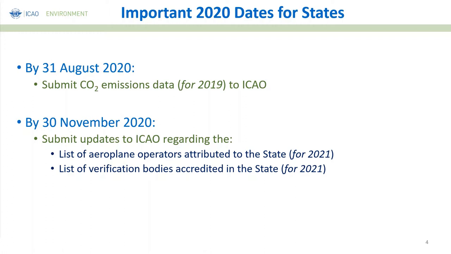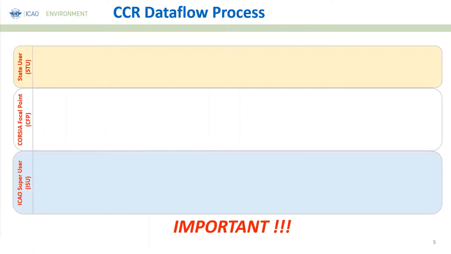So let us revisit how such CO2 data can be submitted to ICAO through the CCR data flow process, because it's a very important slide for you to really understand how it works. Specifically for CO2, and it's actually the same for all the reporting areas, for 2019 CO2 emissions, for example, if you want to report it by the end of August this year as a CORSIA focal point, the first thing you will have to do is to create the EUR record of 2019.